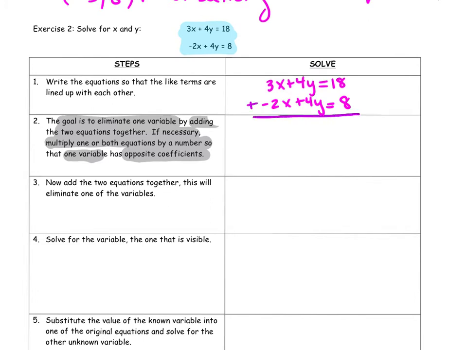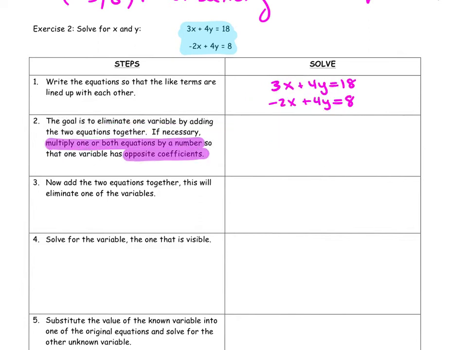So we're adding everything here. 3 plus a negative 2, that's 1x. 4 plus 4, that's 8. And 18 plus 8 is 26. Now, did I eliminate a variable by doing this? Should I have just added those as is? No. So now it is going to be necessary to multiply one or both of those equations by a number.